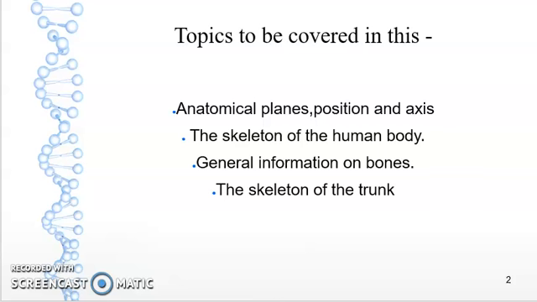So guys, first of all, let's see what is going to be covered in this video. First, the anatomical planes, position and axis. Second is the skeleton of the human body. Third is information on the bones, and fourth is the skeleton of the trunk.